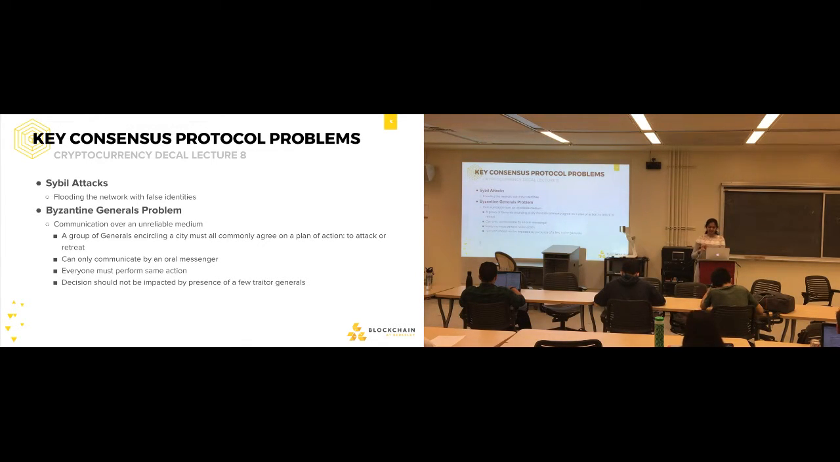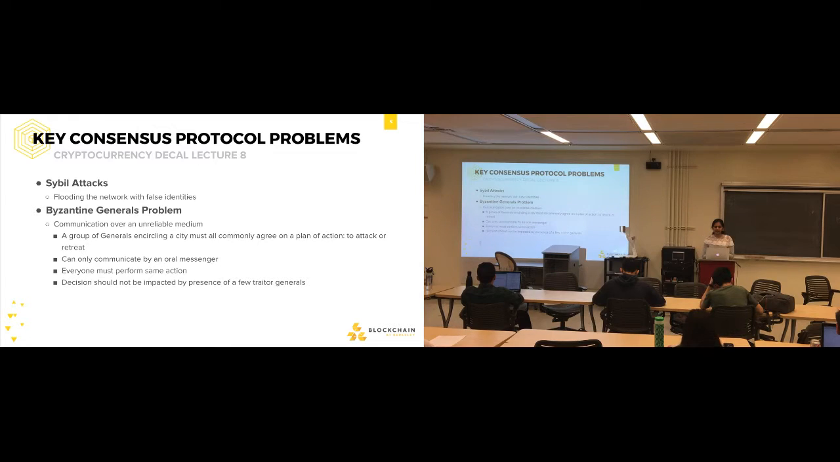Another issue they face is that the decision of the honest generals in the network should not be impacted by the presence of a few traitor generals. However, if there's a huge split decision, then it means that there was no clearly reasonable decision that the network could make. In such a case, the traitor generals can greatly affect the decision of the network.